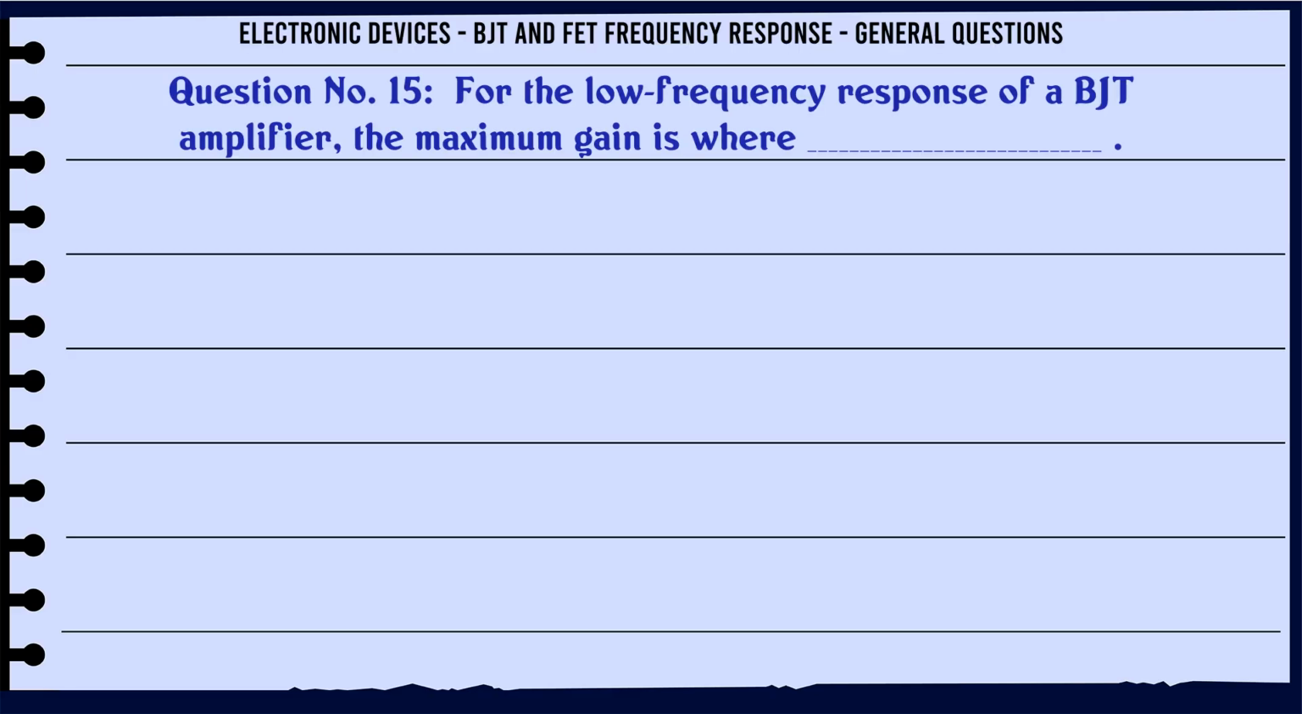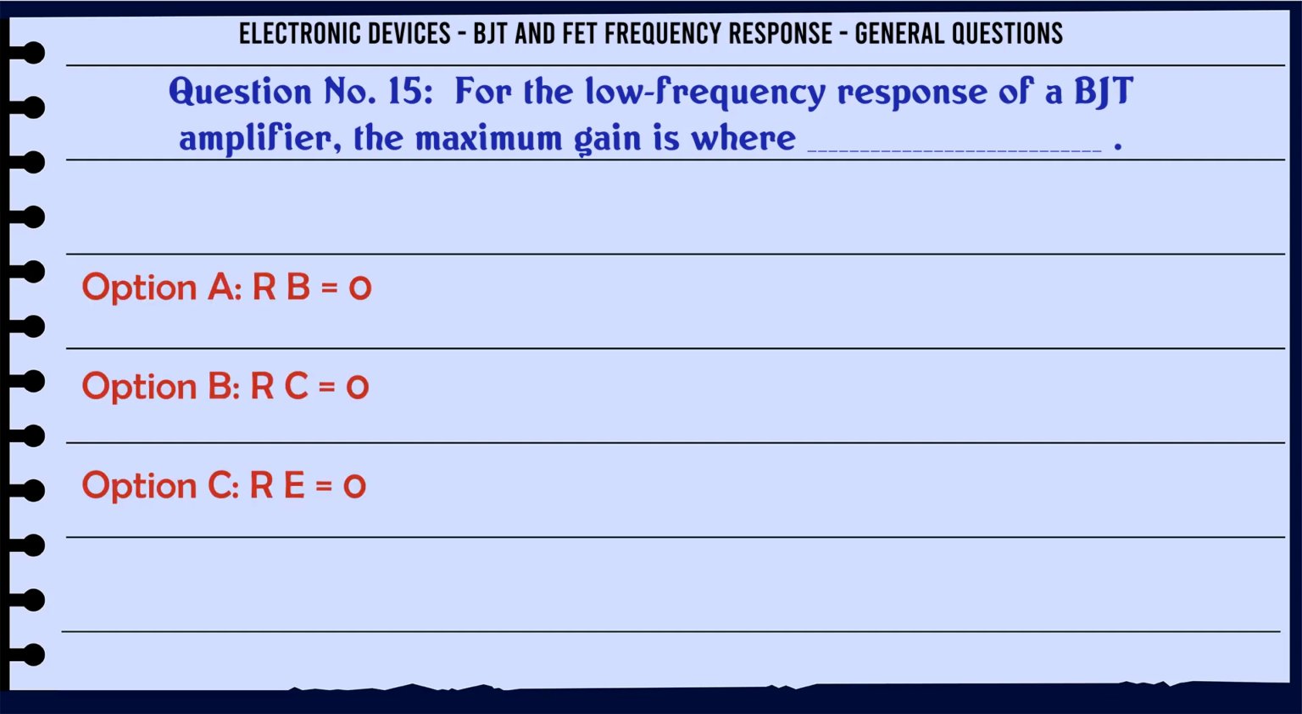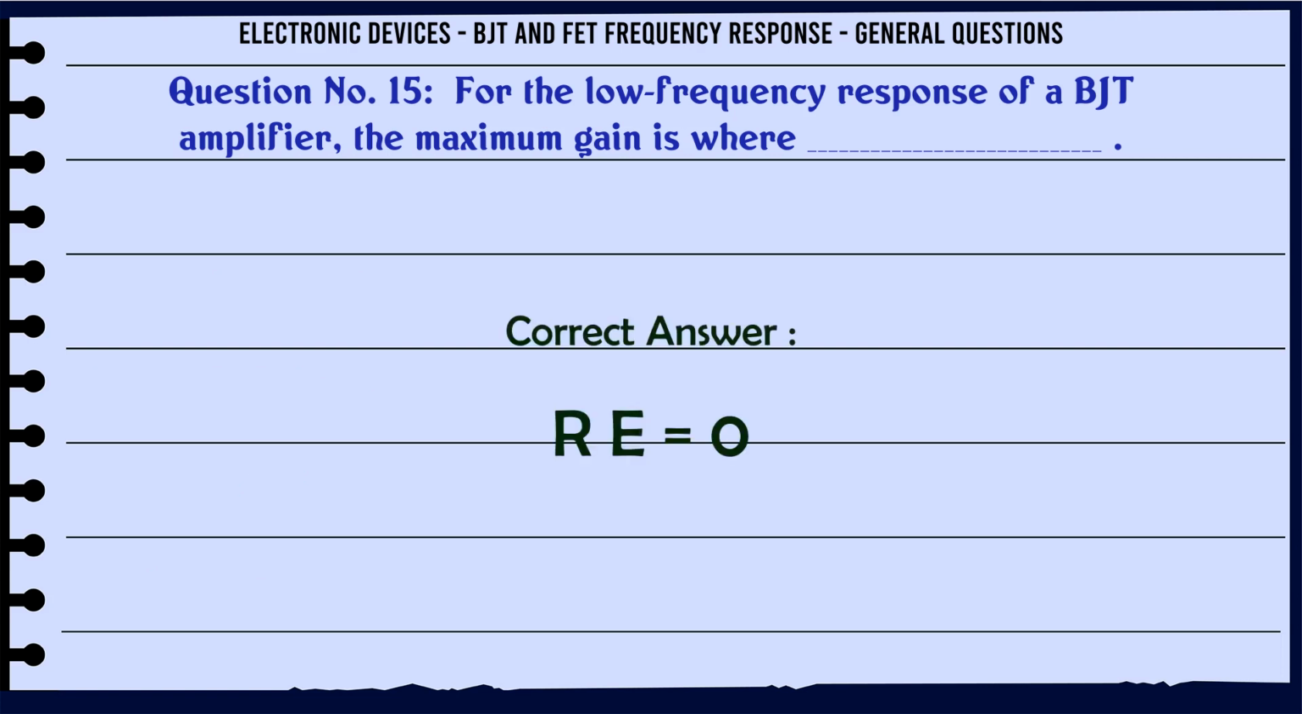For the low frequency response of a BJT amplifier, the maximum gain is where A. RB0, B. RC0, C. RE0, D. ___. The correct answer is RE0.